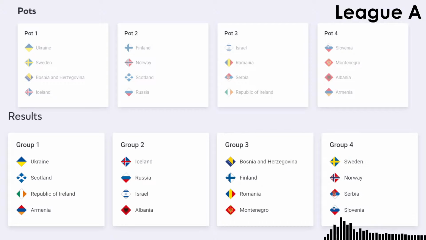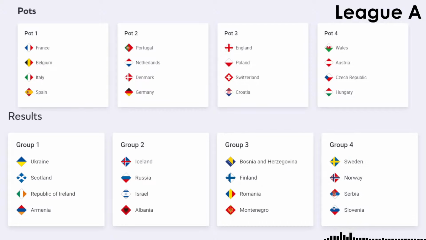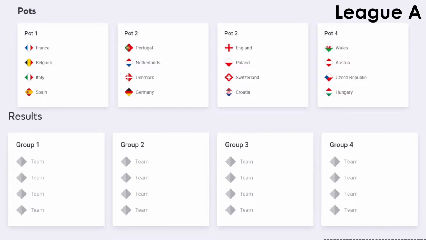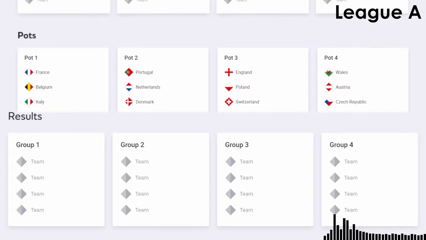So moving on to League A. The League A draw will start soon. Pot 1: France, Belgium, Italy, Spain. Pot 2: Portugal, Netherlands, Denmark and Germany. Pot 3: England, Poland, Switzerland and Croatia. Pot 4: Wales, Austria, Czech Republic and Hungary. Wait for that, please. All the top nations are going to play in League A.